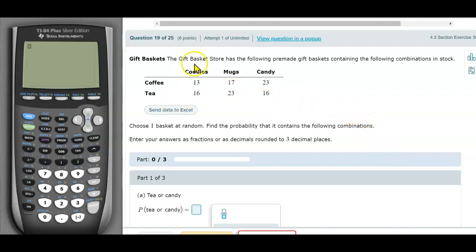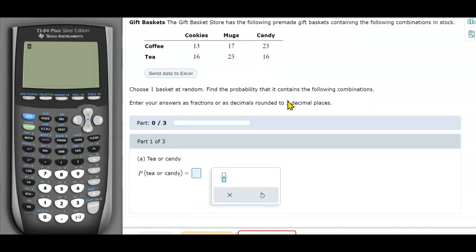So they give you here a gift basket store had the following. They have these items. They have two categories, coffee or tea, and another category with cookies, mugs, and candy. For instance, we have 17 coffee mugs, and we have 16 tea candy. So that's the table that we have, and what we are looking for in the first question.